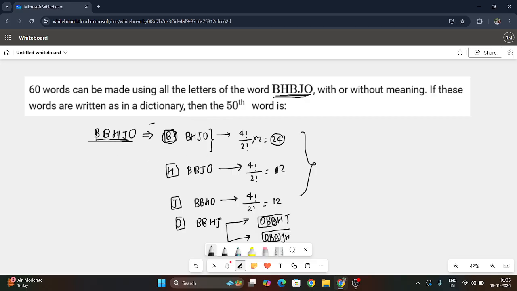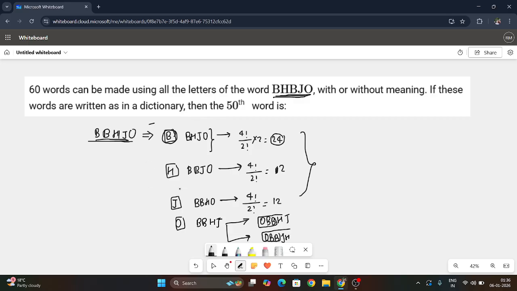Again, after B, what will come? H will come. Okay, so H is fixed here. Now B, B, J, O. Now you can arrange all these remaining four letters like 4 factorial by 2 factorial. Why by 2 factorial? Because there are 2 B. Okay, if you solve, you get 12. Similarly, fix J here and 4 factorial by 2 factorial, which is 12.